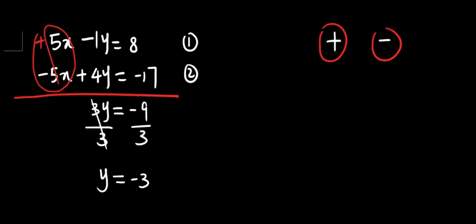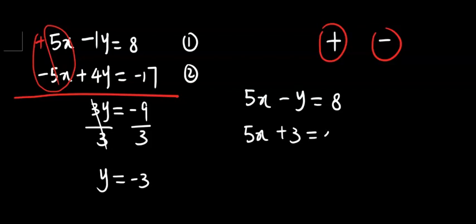In the previous lesson, we learned that once we find y, we can plug it back in to find x. I'm going to use 5x minus y equals 8. So 5x minus negative 3 is plus 3 equals 8. Subtract 3, and 5x is 5. x is 1. All right?